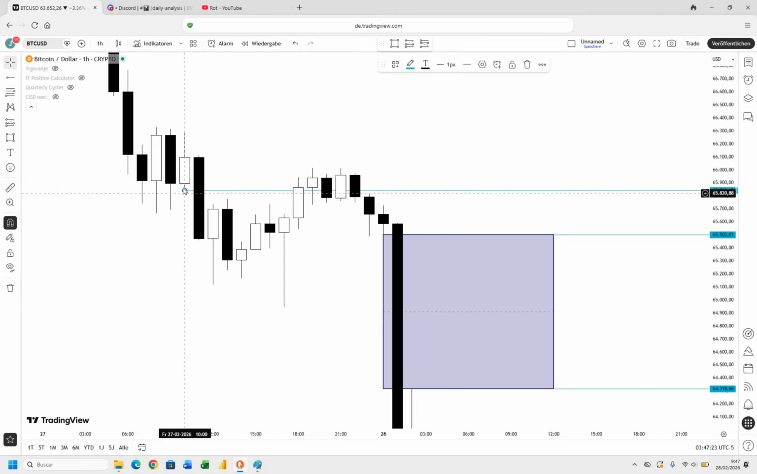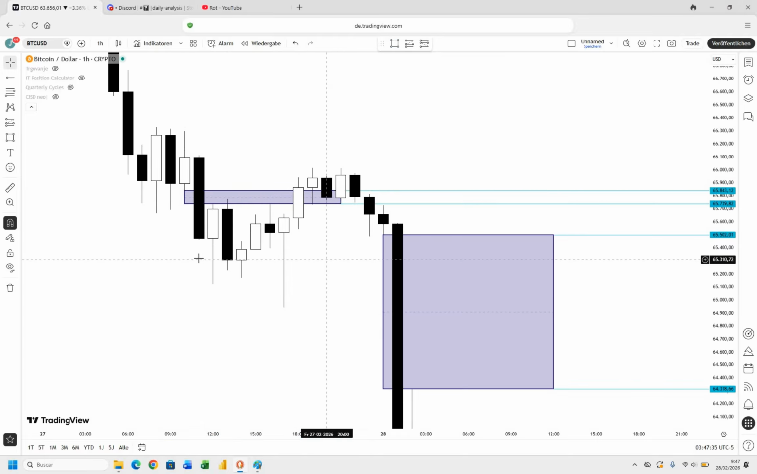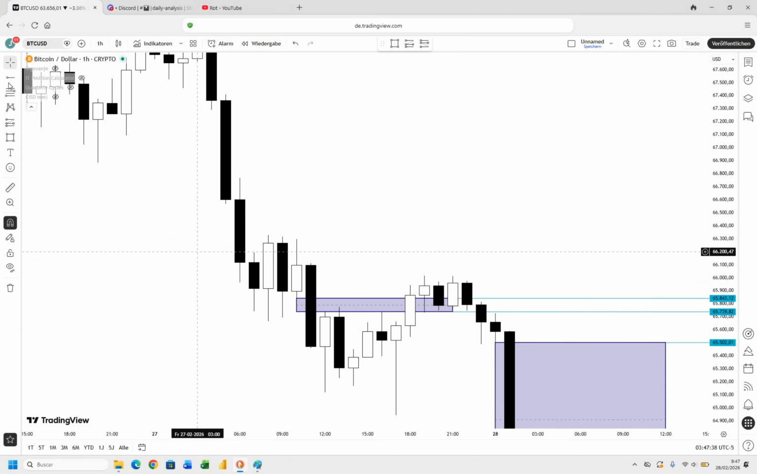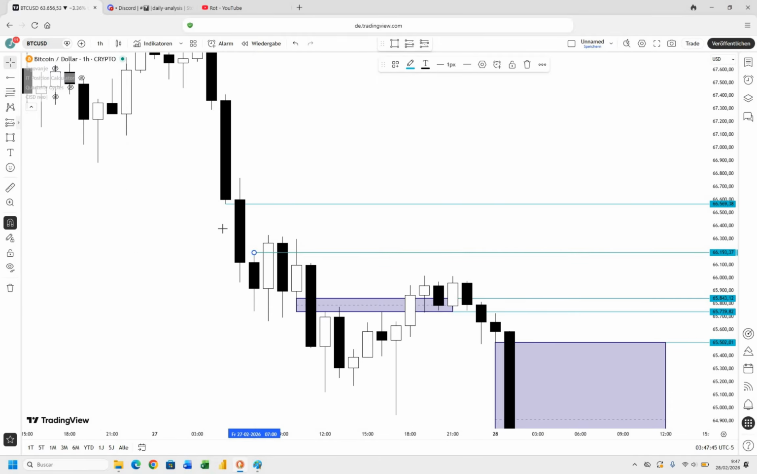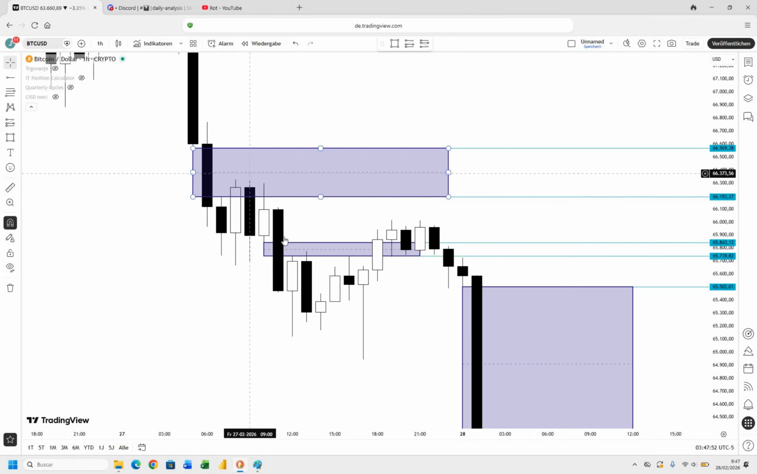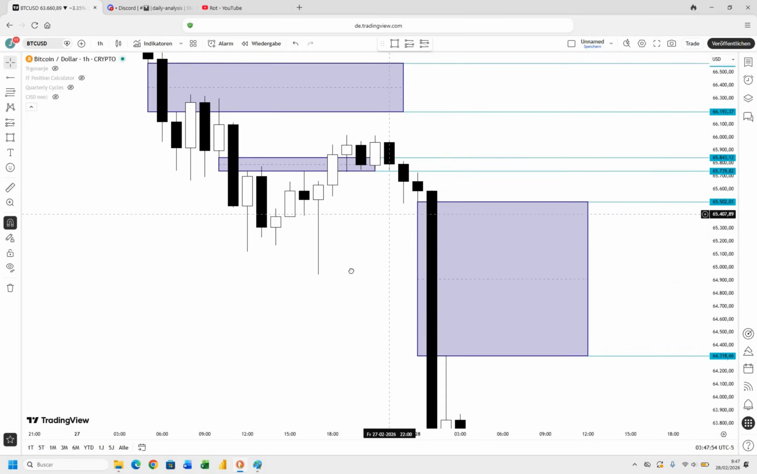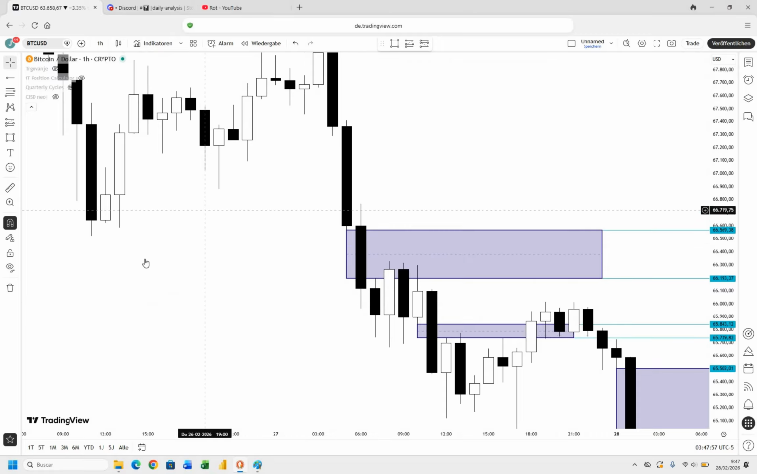Now what do we have here? For example, here we also have a lower wick, then a higher wick. You see they don't overlap each other, so we have a fair value gap. It's that simple. What do we have here? Lower wick, higher wick. They don't overlap each other, so we have a fair value gap. And you can see here the price came into the fair value gap and then continued lower and lower and lower.